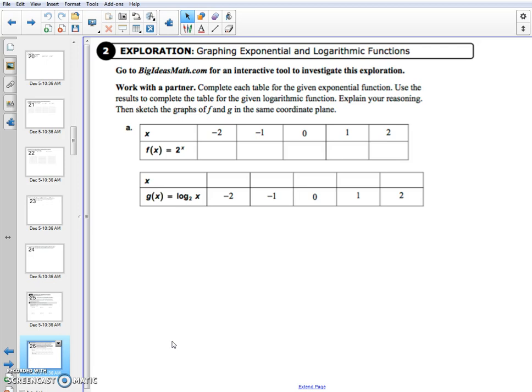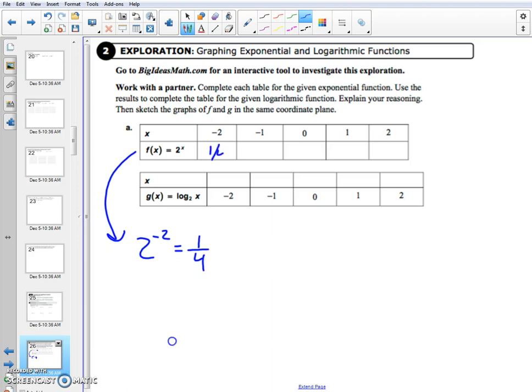So the first thing we want to do in this exploration here is fill in these tables. So for 2 to the x, this first table here, we've made a table like this before. If my x value is -2, that's asking me what is 2 to the -2? Well, I know 2 to the second is 4, and I know a negative exponent gives me the reciprocal, so that would be 1/4. Okay, and so on. So 2 to the -1 is then, I'm sorry, 1/2. 2 to the 0 is 1. 2 to the first is 2. And 2 to the second is 4.